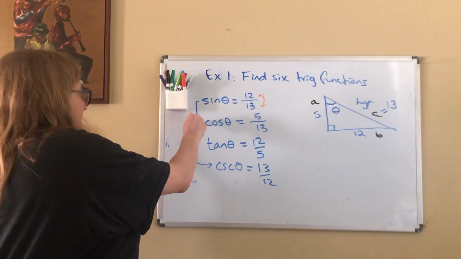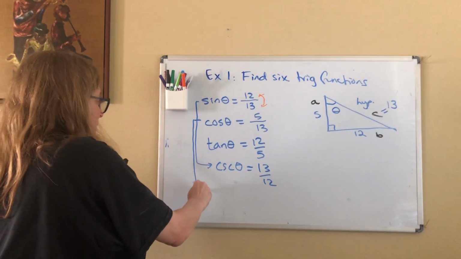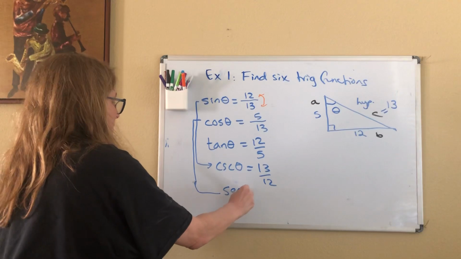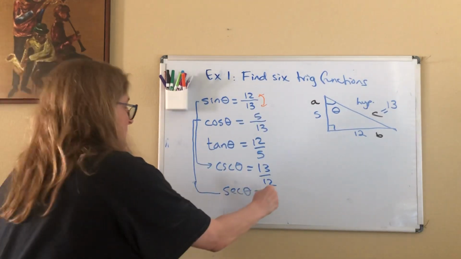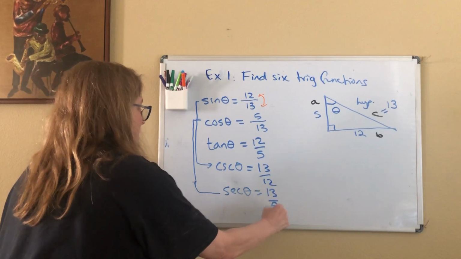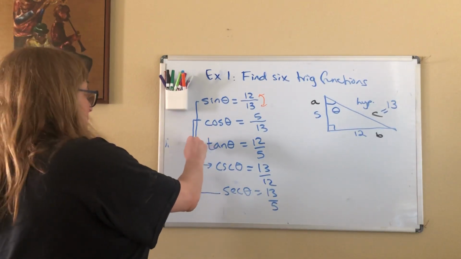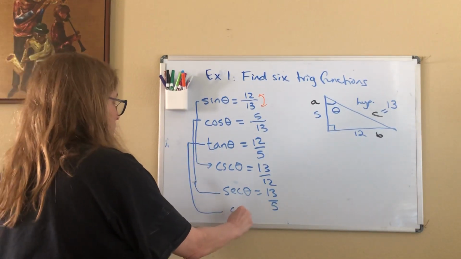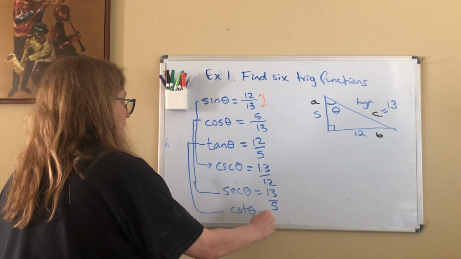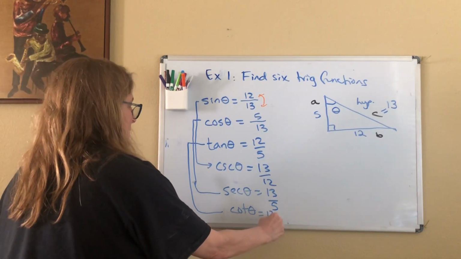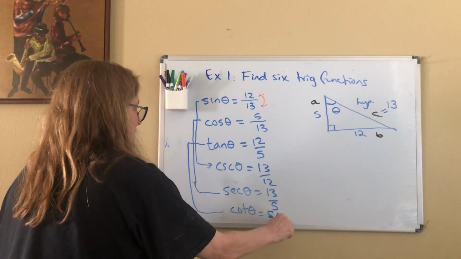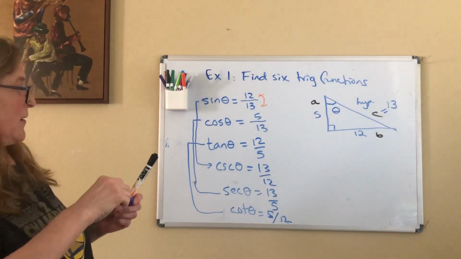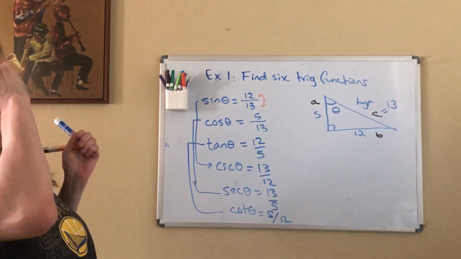Now the upside down reciprocal of cosine is secant. So I'm just going to flip over cosine. And my last one is cotangent, which is flipped over tangent. Oops, sorry, I didn't leave myself enough room here. Okay, so that's how we're going to find the 6 trig functions.